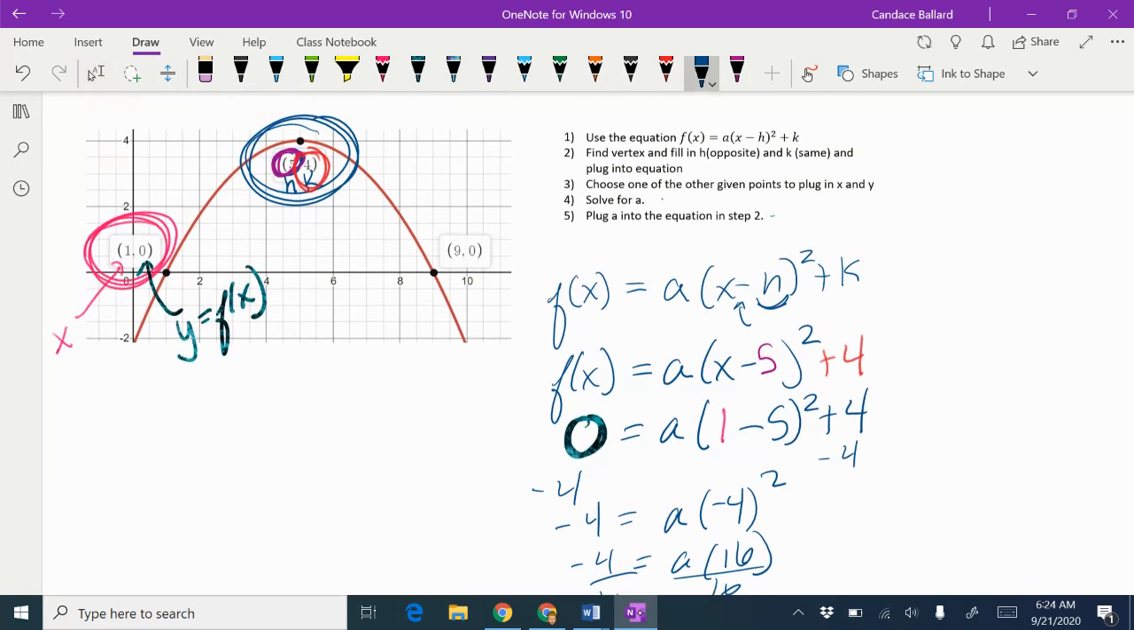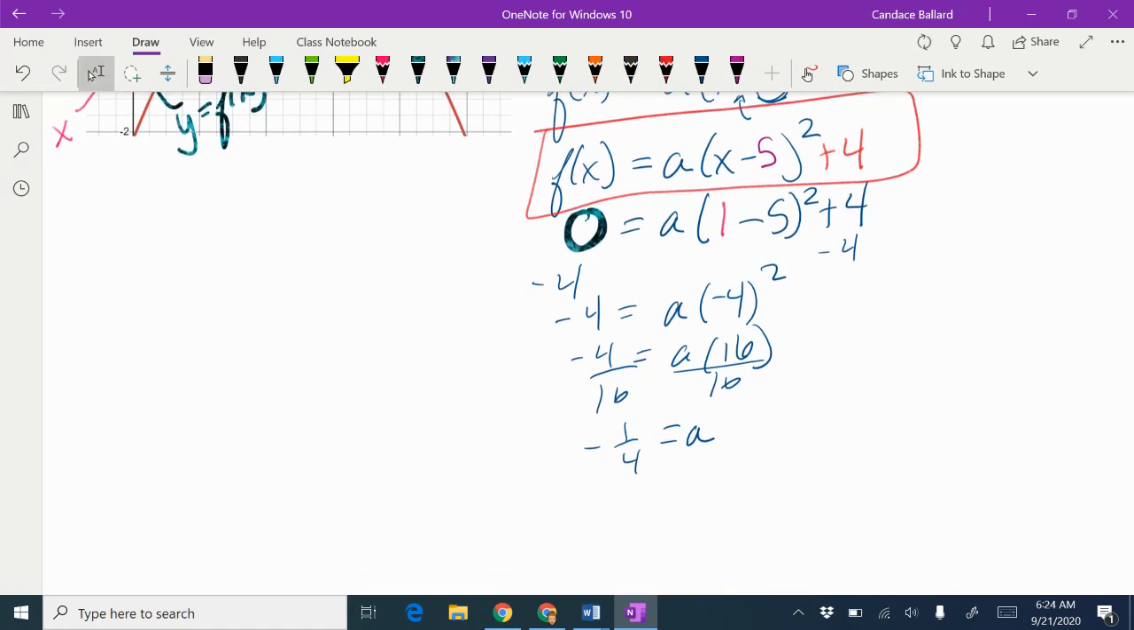I'm going to take this and go back to the equation we created in step 2. That equation is right here. And I plug the a value into that equation. So we're going to rewrite that equation with the a plugged in. So f of x equals that a value that we found, negative 1/4, times x minus 5 squared plus 4. And that should solve it for you. Again, with this being the a, the h with the opposite sign, and that's the k.